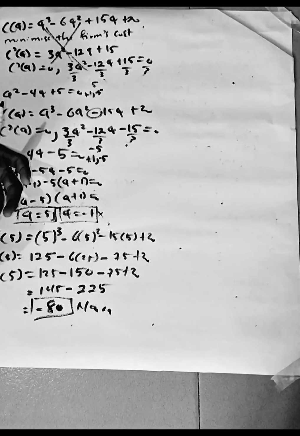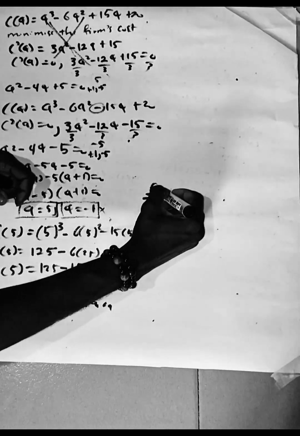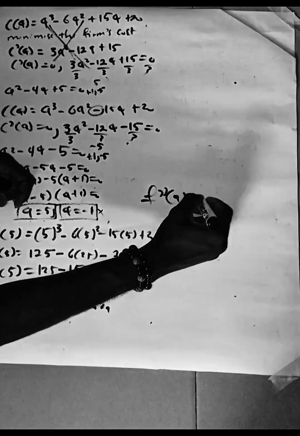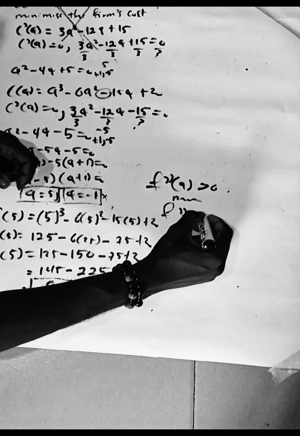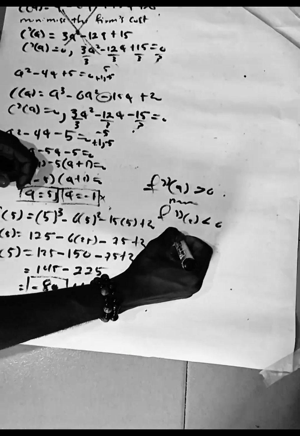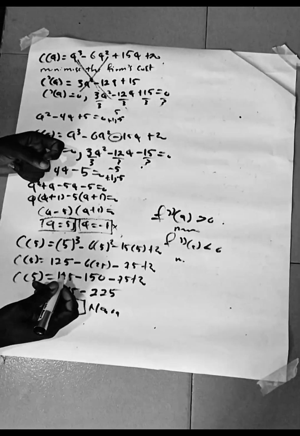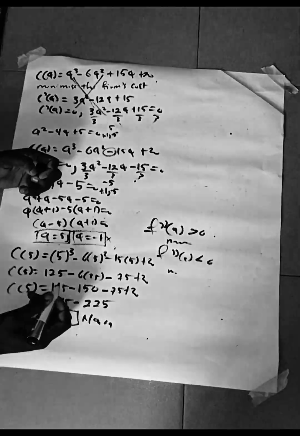I'm going to make a short video to explain why that rule stands: that if f double prime of a is greater than 0, then the point is the minimum point, and if f double prime of a is less than 0, then the point is the maximum point. I'm going to make it short to explain the logic or the intuition of the mathematics behind it.